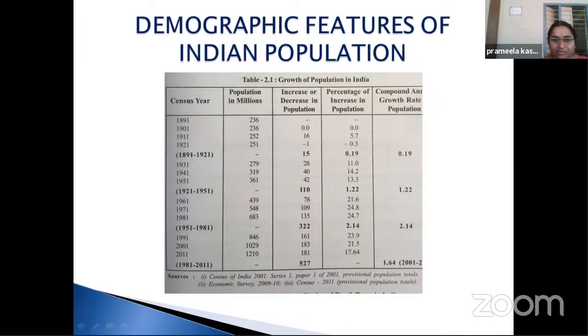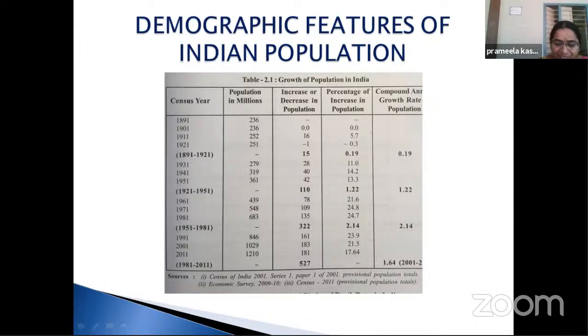If we go to this table, we can know the growth of population in the Indian economy. In 1891, it was only 236 millions, and in 1901, we again find 236 millions. In 1921, the population increased up to 251 millions. That means within 3 decades, the population increased from 236 millions to 251 millions. The increase in population was only 15 millions within 3 decades. So the growth rate was 0.19% from 1891 to 1921. This is the first phase.